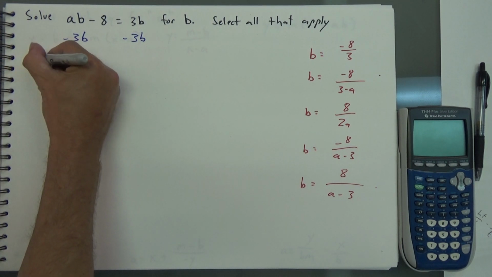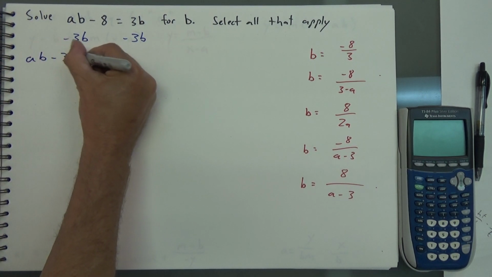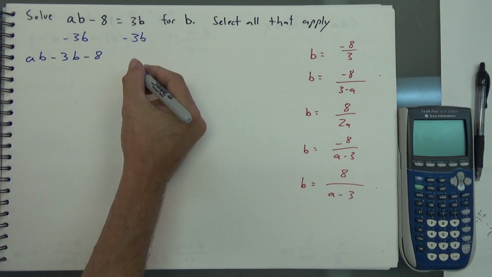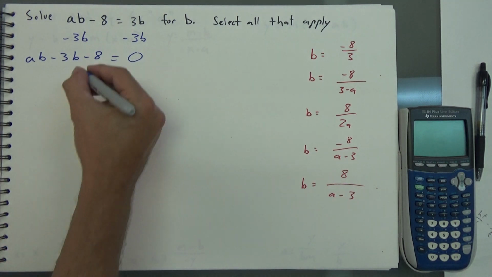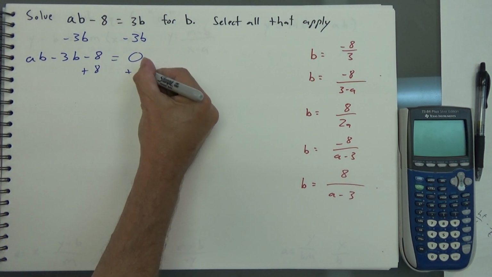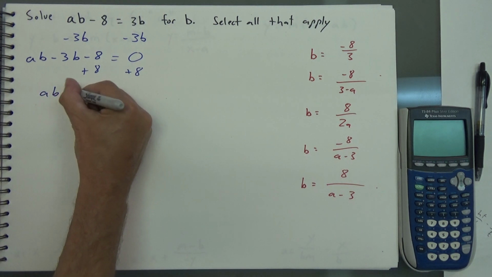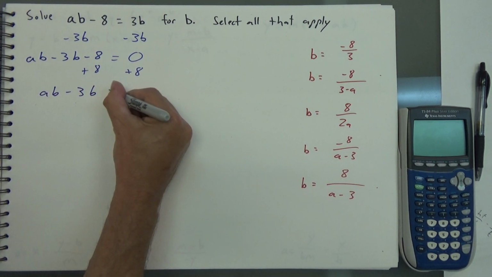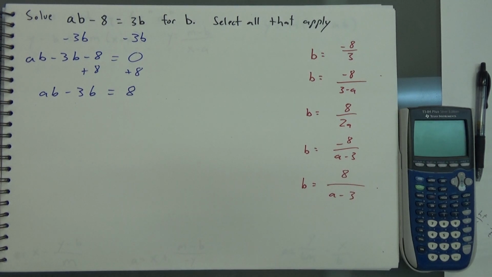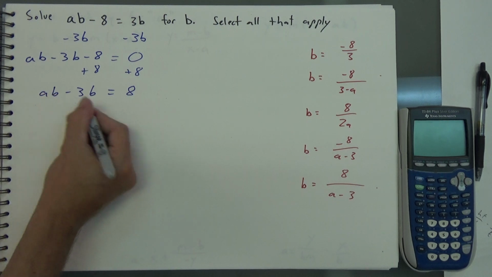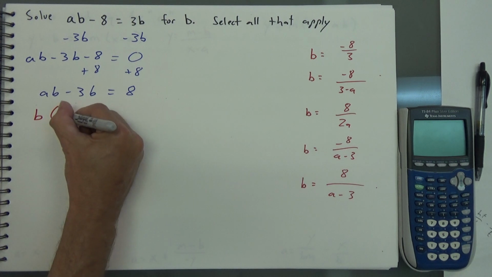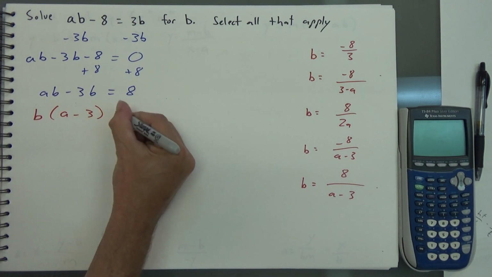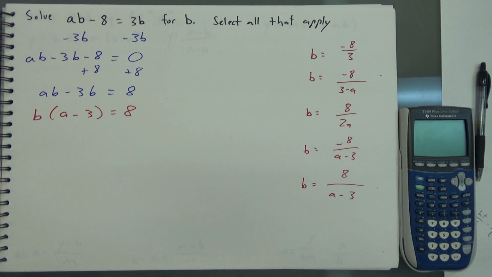So this becomes AB minus 3B minus 8 equals 0. Now I'm going to go ahead and add the 8 back to the other side. AB minus 3B equals 8. Now I'm going to factor out a B from the left, since we have a B in both terms, common to both terms, so we factor that out. And we're left with B times A minus 3 equals 8.